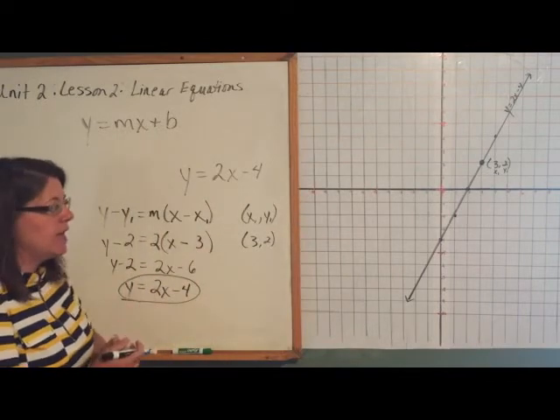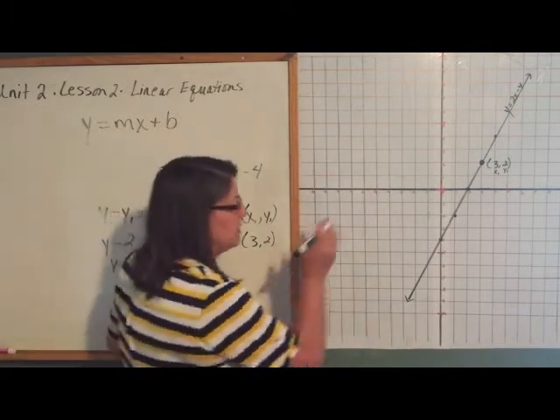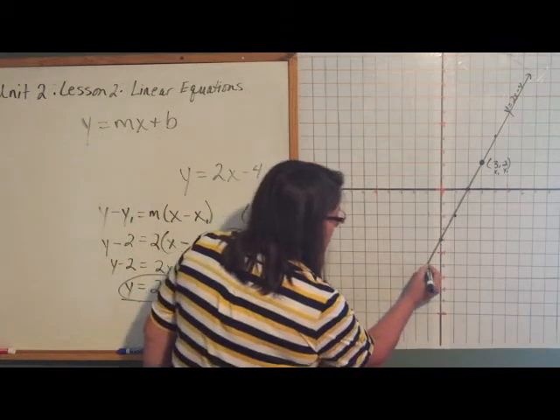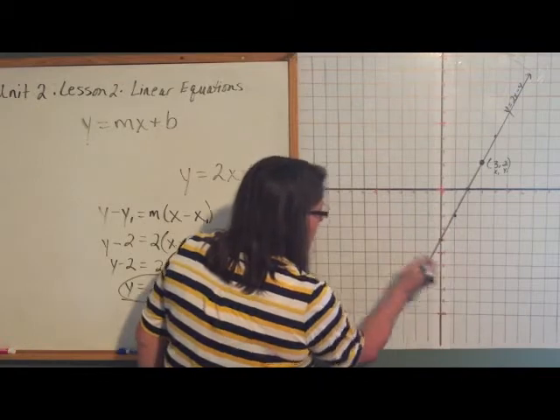Okay, let's think about that. What if, instead of choosing the point 3, 2, let's say we choose the point -1, -6.